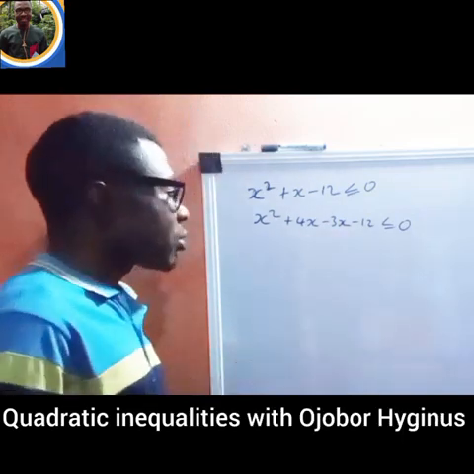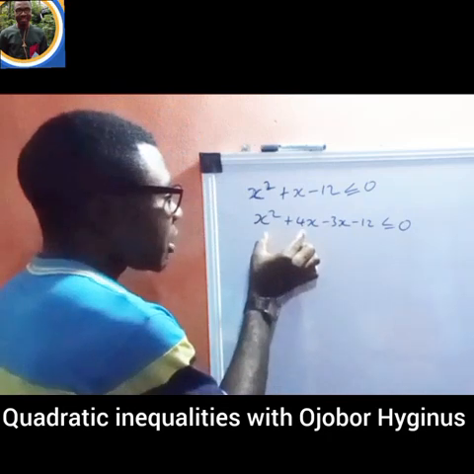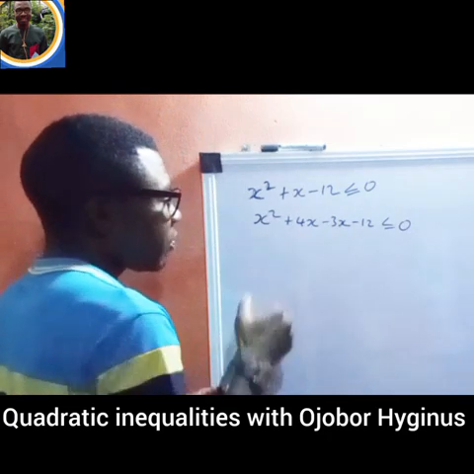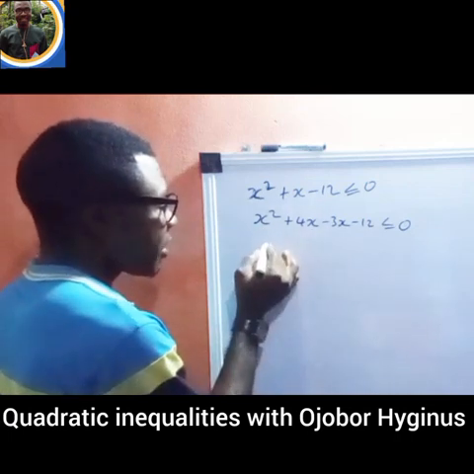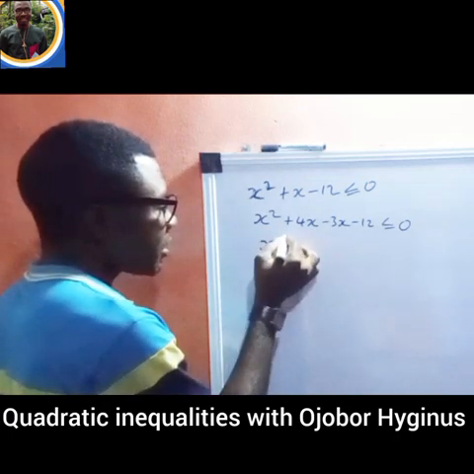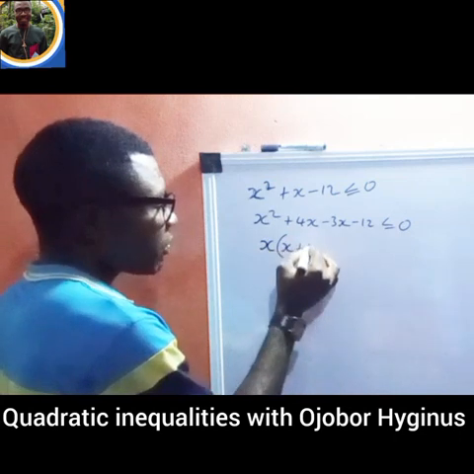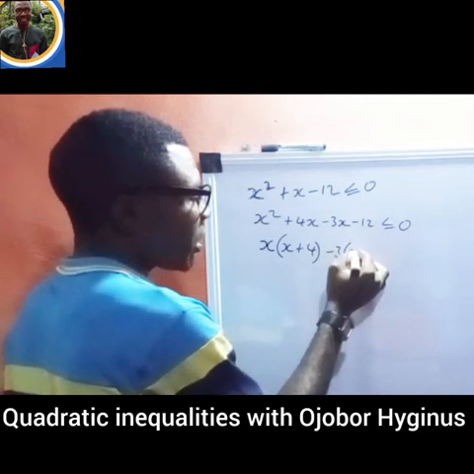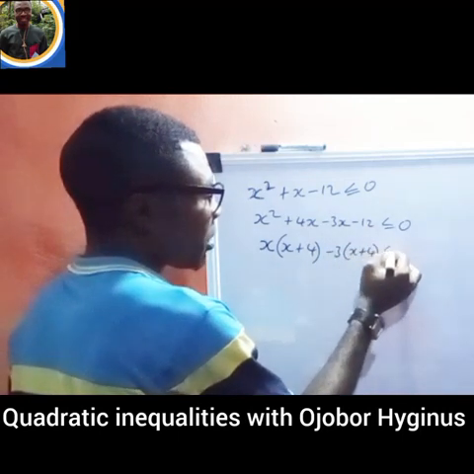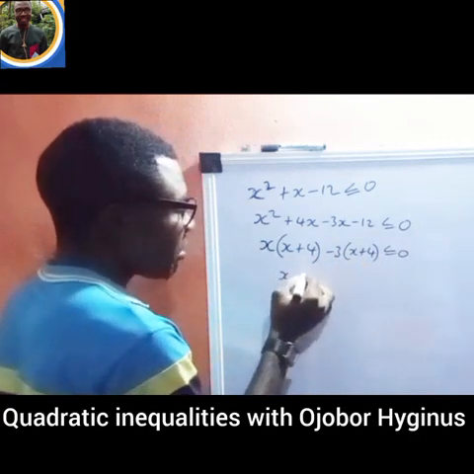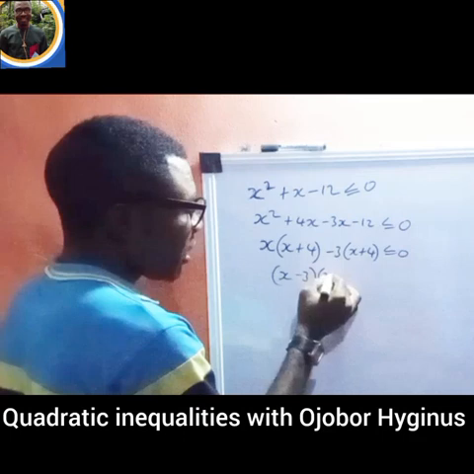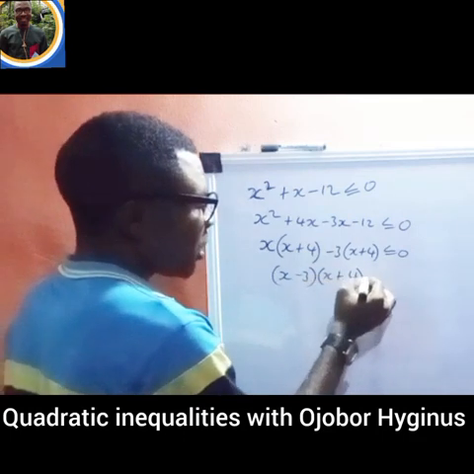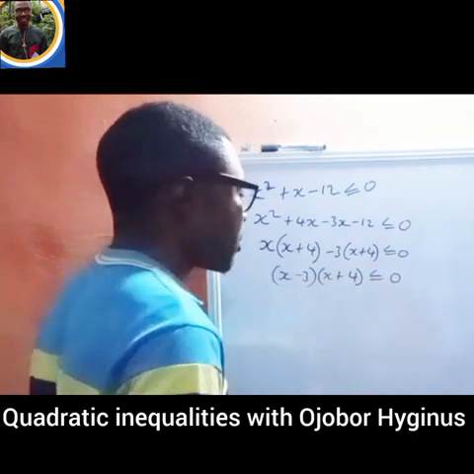So this is what you will do. Then you take them in pairs. What is the common factor of these two? This and this, x is common. So if you factor x out here, you have x plus 4. Here you have minus 3 common. You have x plus 4 is less than or equal to 0. So we're going to have x minus 3 and x plus 4 is less than or equal to 0.